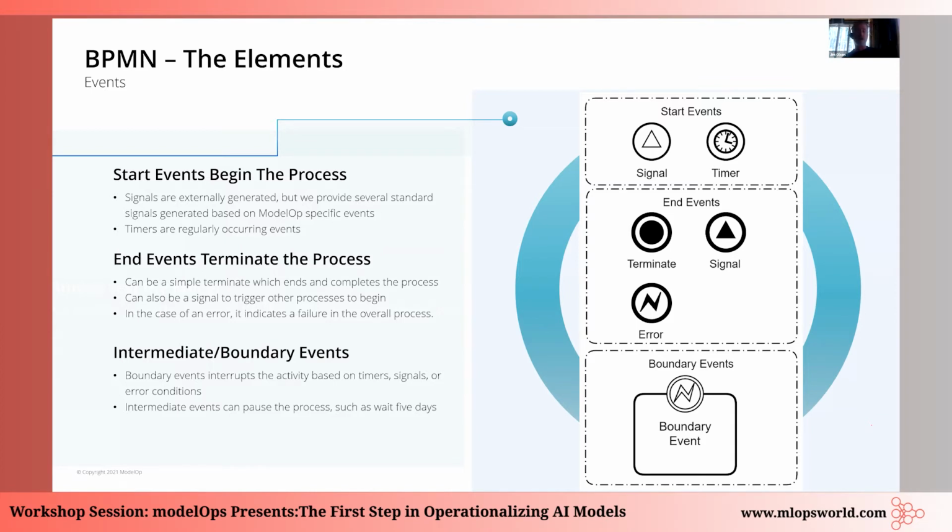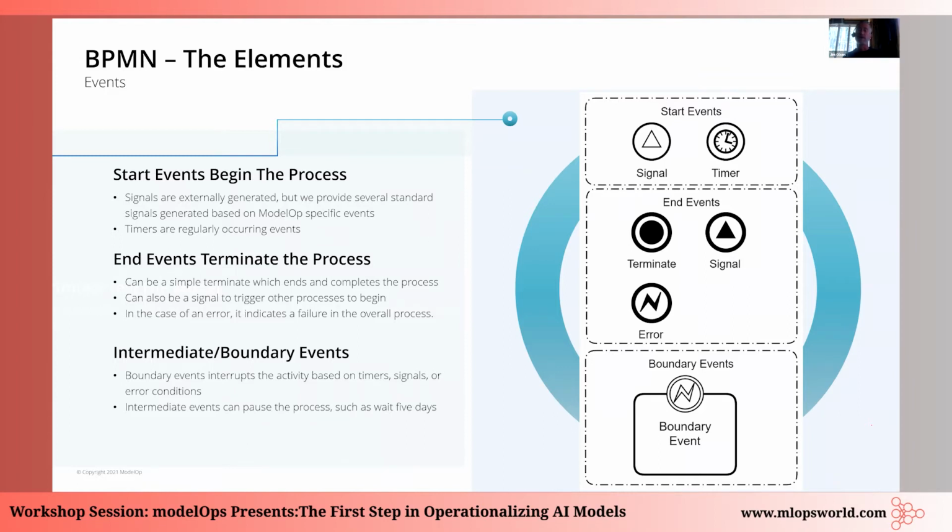And then, of course, a process eventually has to end. So we have different ways where it can terminate. We can terminate it and it just ends normally, and that completes the process. We can also send out another signal to chain processes and say, okay, we've completed this, now something else must occur. And then, of course, a process can end in error as well.